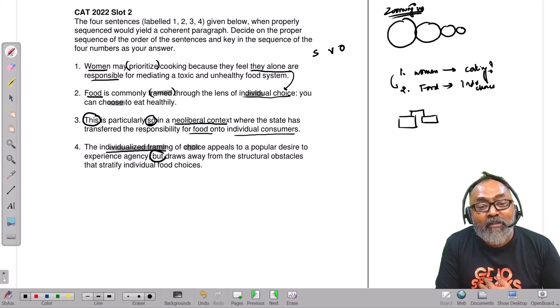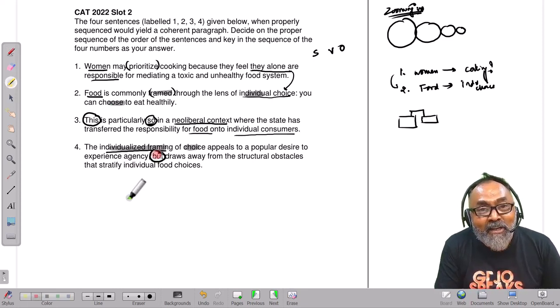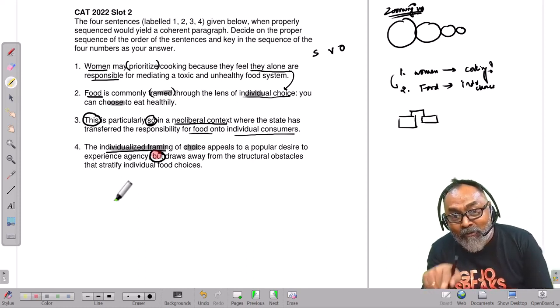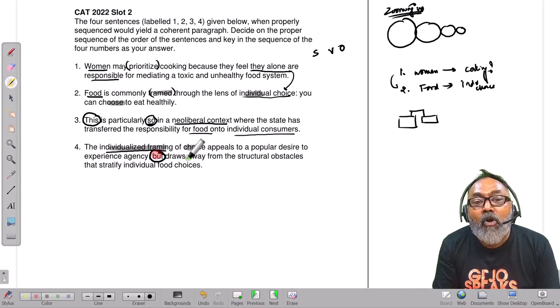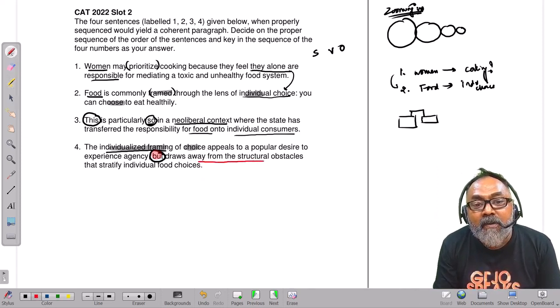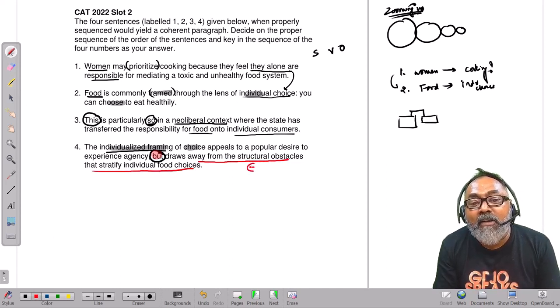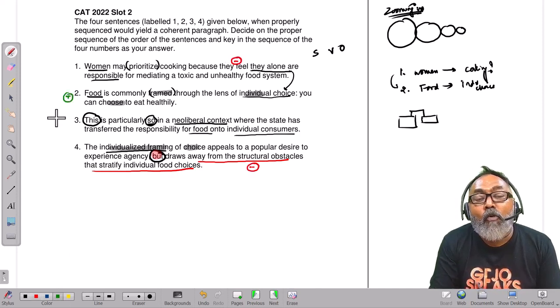But this is a sentence where it's moving away. Even though it's in the middle, this sentence is now shifting focus. It draws away from the structural obstacles that stratify individual food choices. Now there is something negative. So see, this statement is something that is negative, and this statement is something that is positive. Sentence 4 is making that shift.